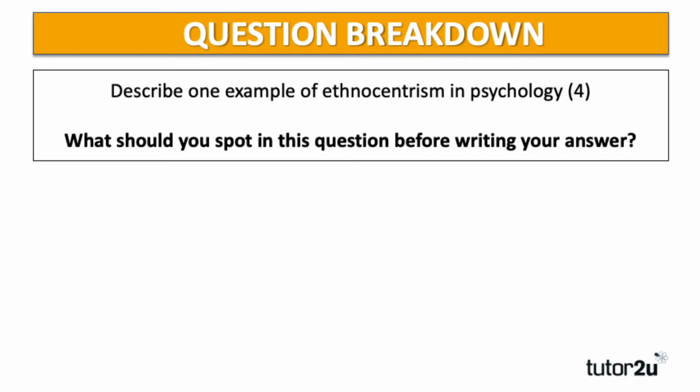Okay. I think we almost went off on this before, didn't we? Describe one example of ethnocentrism in psychology. What should you spot in this question? We always ask this because it seems obvious, but you'd be surprised how many people don't do it. Especially if you're knackered in the exam and you've been revising and you're worried, you just see keywords sometimes, don't you? Because you are in fight or flight. Describe. You've got to spot that command word.